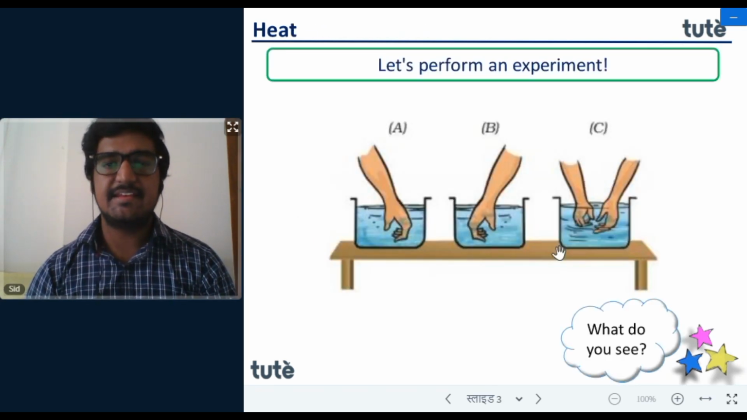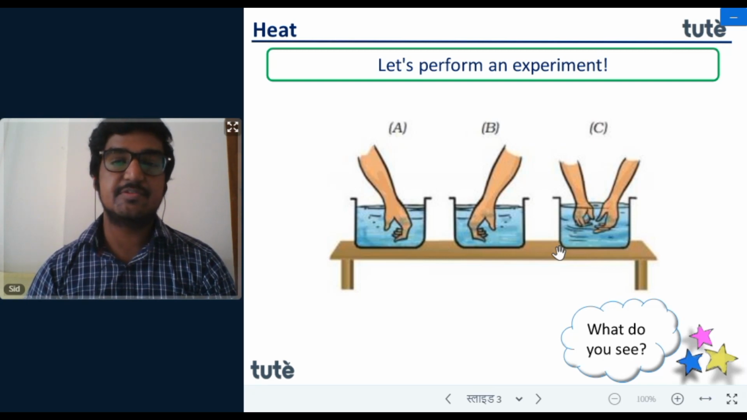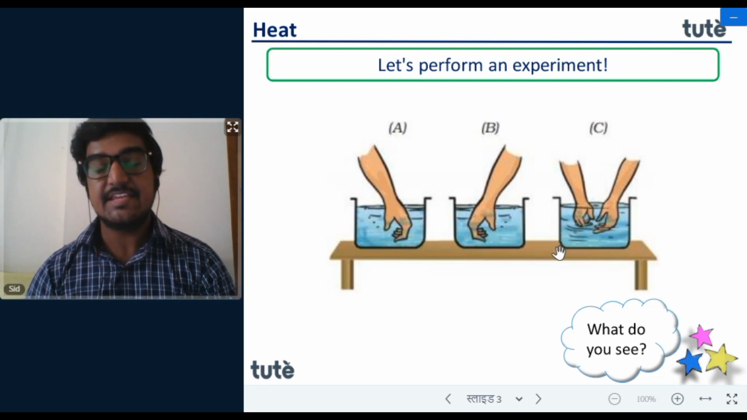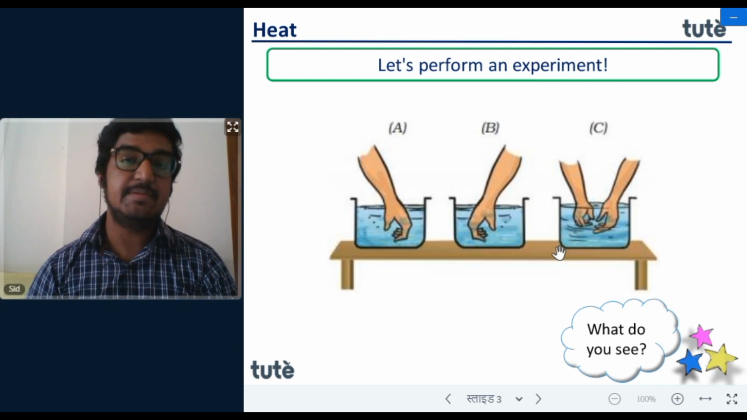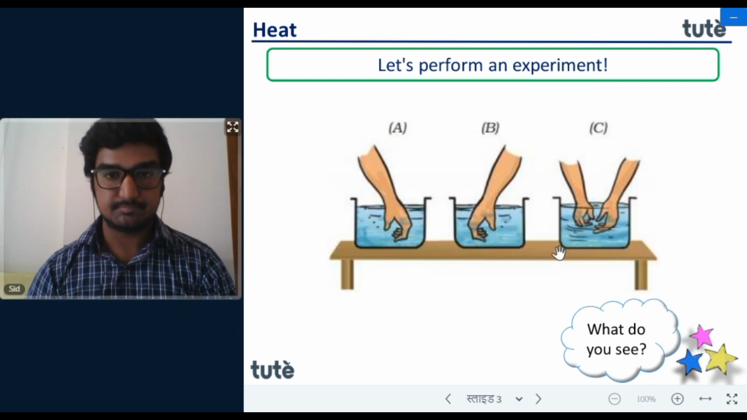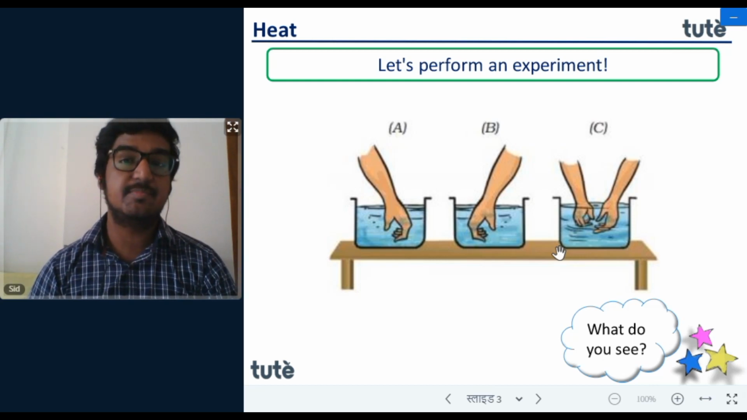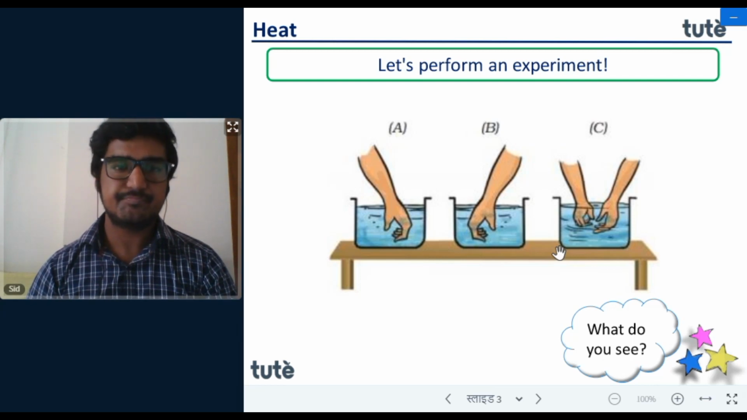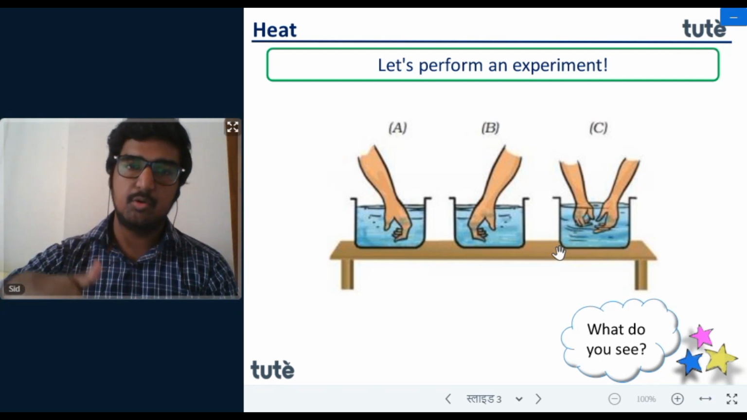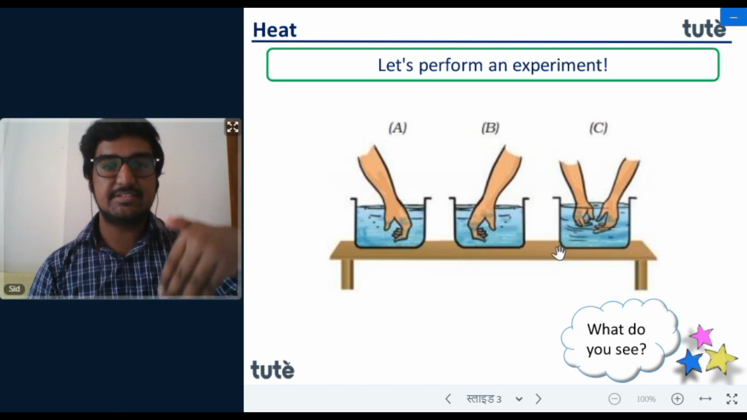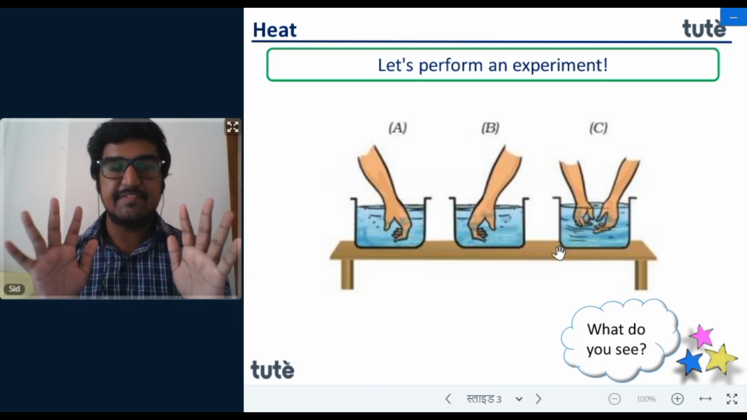Now let's perform an experiment. What you have to do is take different types of water. In beaker A, you can take cold water. In beaker B, you can take hot water, and in beaker C you place lukewarm water. Your right hand you can place in the cold water, your left hand you can place in the hot water. You will feel the sensation.